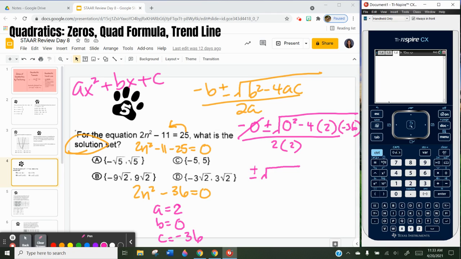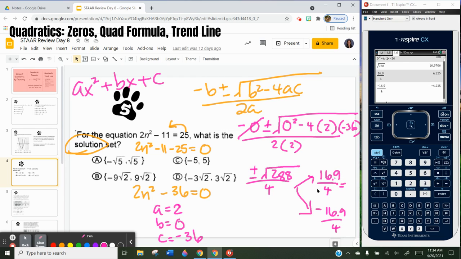So let's go to our calculator, and we have to work out 0 squared minus 4 times 2 times negative 36. When I work that out, I end up with 288 over 2 times 2, which is 4. So our two solutions are whatever the positive square root of 288 is. So square root of 288, we end up with 16.9 over 4. And then the other solution is negative 16.9 over 4.